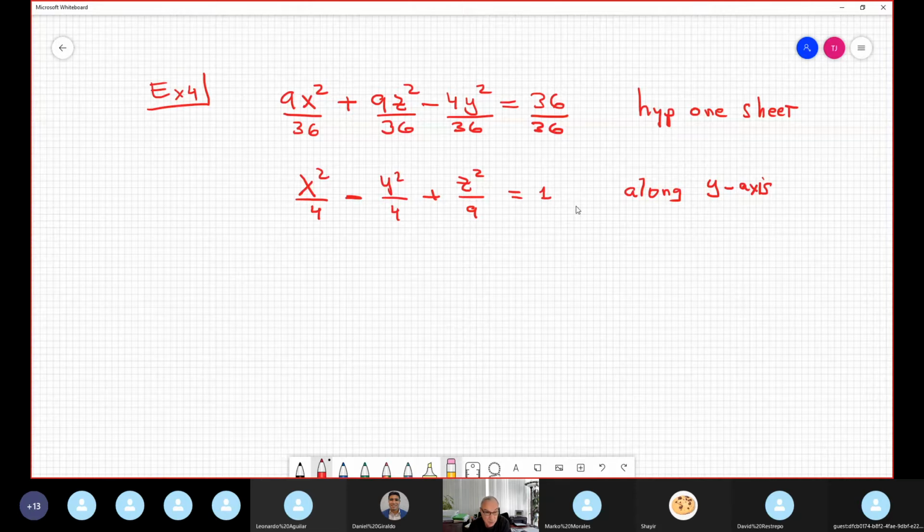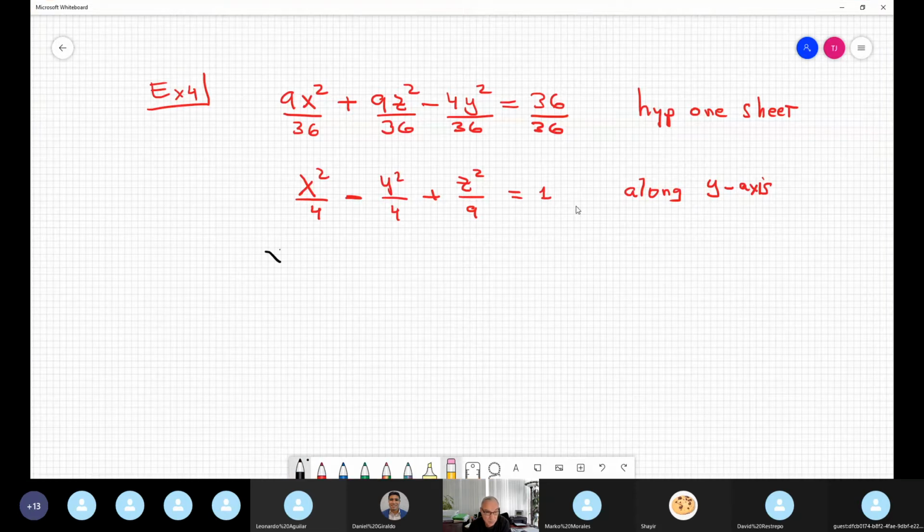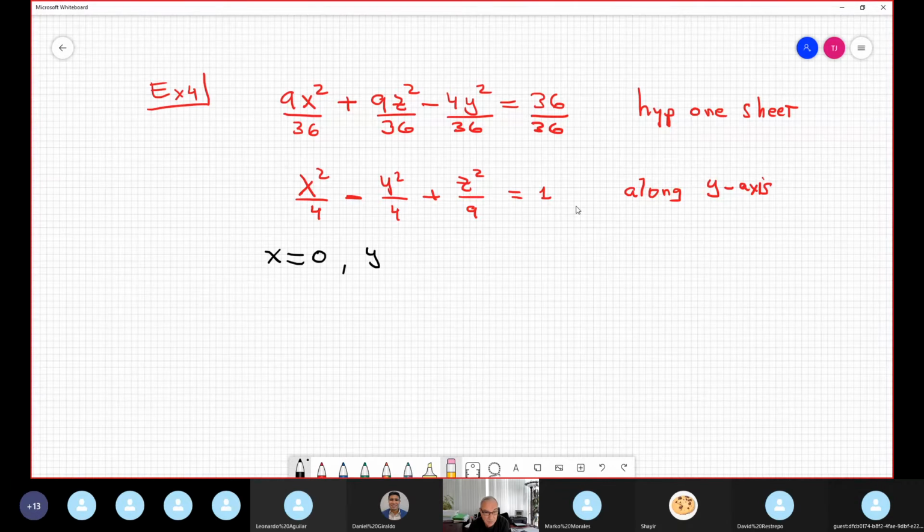Okay? Now let's compute the intercepts. Suppose x0 and y0. So we have z squared over 9 equals 1. Therefore, it's obvious that z is equal to plus or minus 3, no? And we have the points. Okay, here's the point. I made a mistake here. Let me fix it in my paper. This is 3. The points are 0, 0, plus or minus 3. Super. I fixed it in my paper.